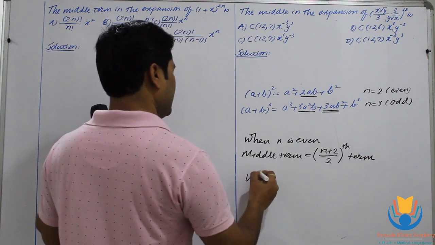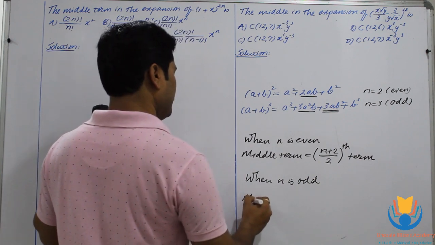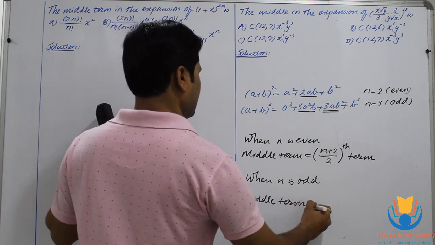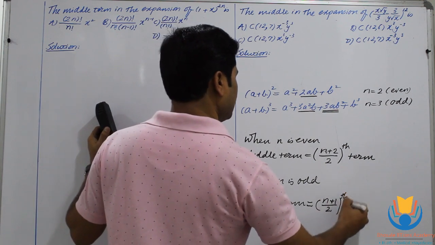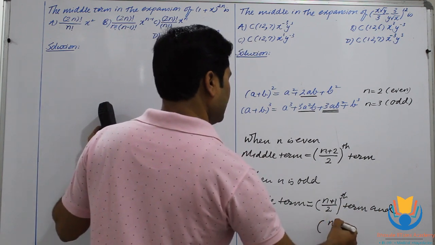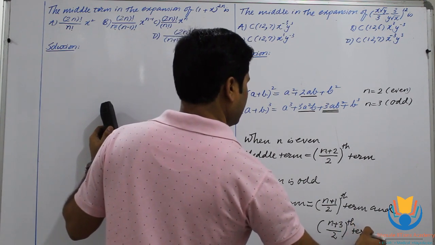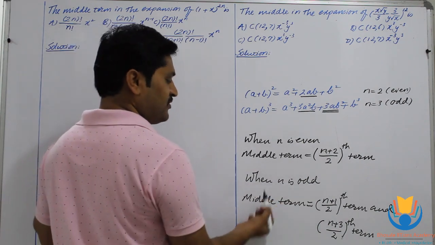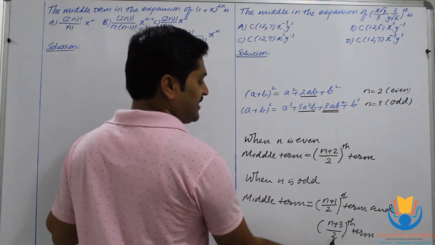And when n is odd, there will be 2 middle terms. So the first is going to be the (n plus 1) by 2th term, and the second will be the (n plus 3) upon 2th term. So again I repeat, when the value of n is odd, then there will be 2 middle terms. One is (n plus 1) by 2th term and the other will be (n plus 3) by 2th term.